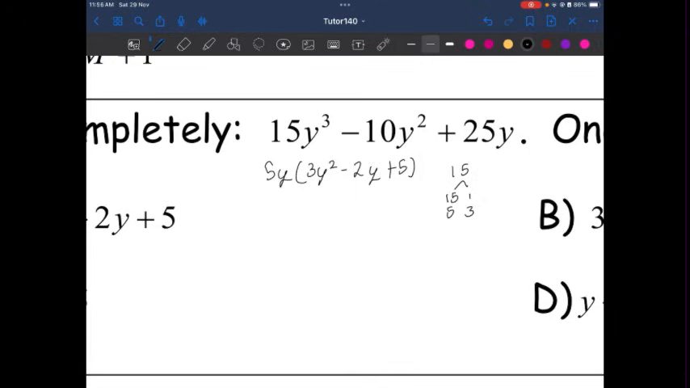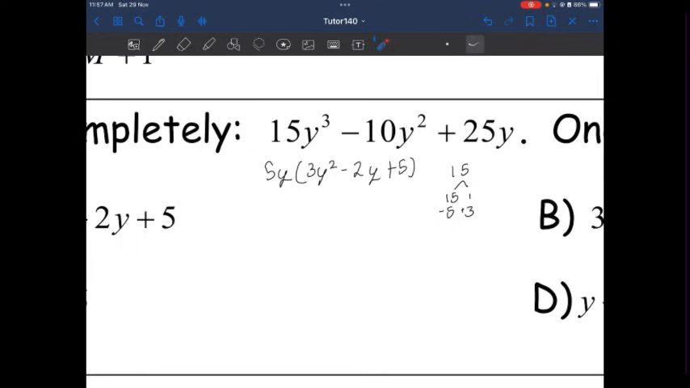So if we use positive 5, negative 5, and positive 3, because negative 5 plus 3 would give us negative 2. But there's an issue. You can't factorize this anymore because it will give you a complex number.